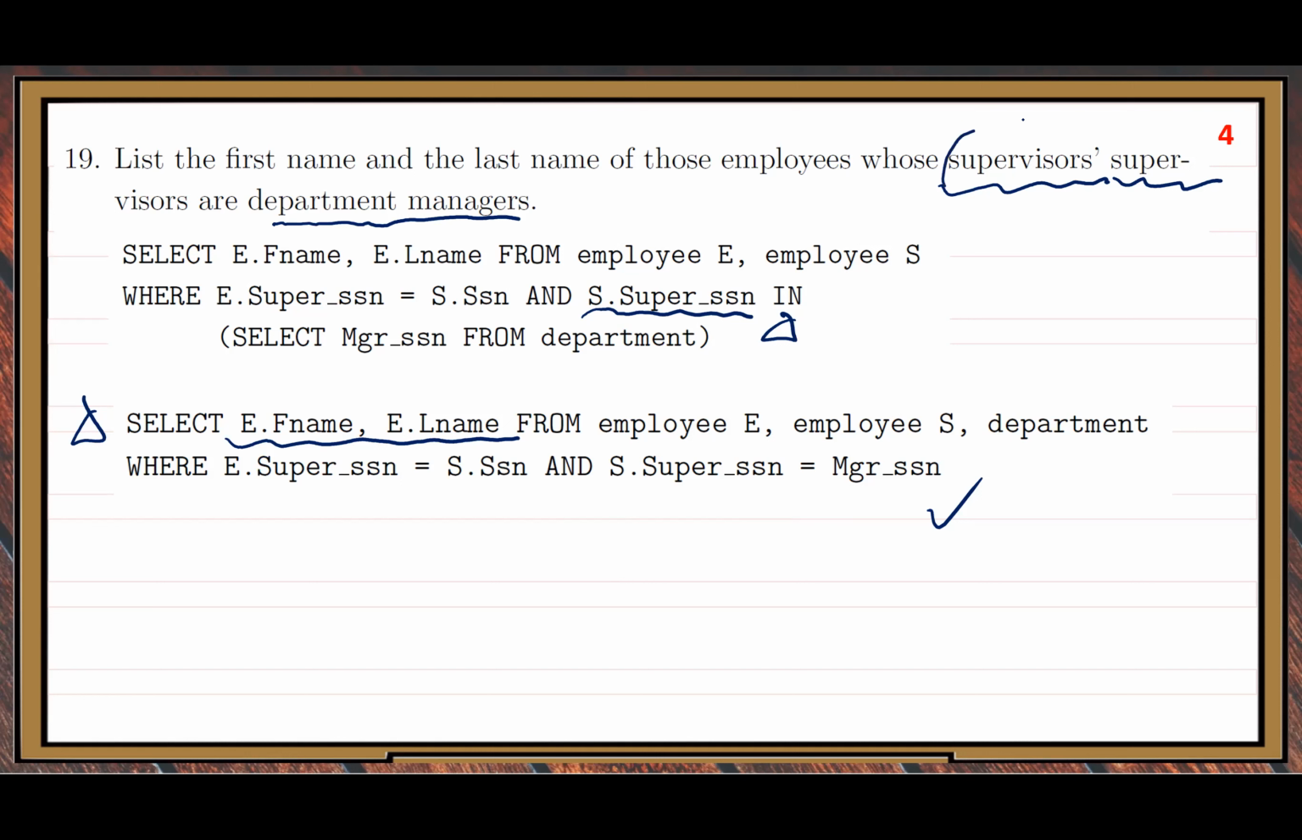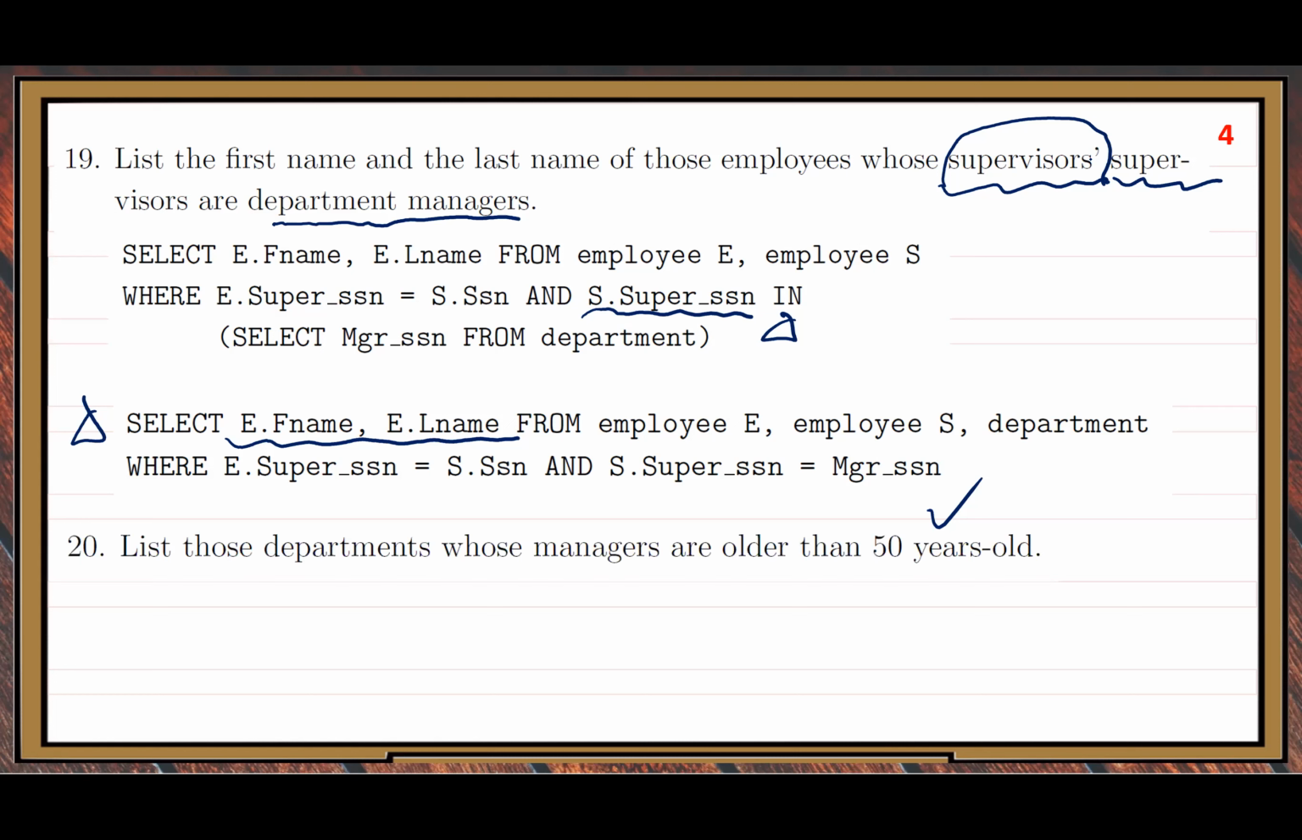If I say whose supervisor is a manager, then we don't need a supervisor's copy. But here our condition is the supervisor's supervisor, so we need a supervisor's copy. If I just say this employee's supervisor is a manager, then we don't need that supervisor's copy. When we read the question, we need to pay attention to the little details. All right, next one.